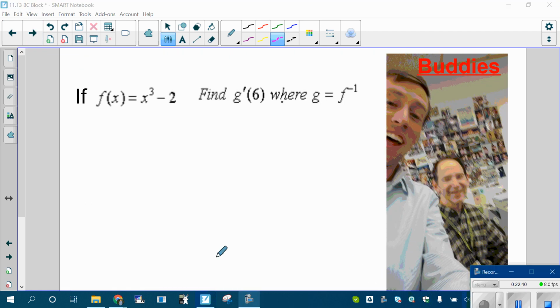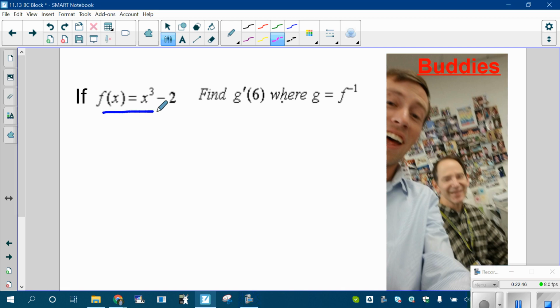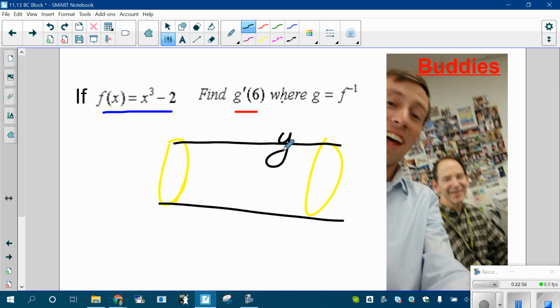Okay. I'm going to do one more with you and then I'll let you guys try a couple. Okay. There's me and my buddy, Mr. Freeman. Here's our original function. We're trying to find the derivative of g at 6, and g and f are inverses. Draw your buddy burrito. Because I'm looking for an x value of 6 on the inverse that corresponds to a y value of 6 on the original. Let me complete my buddy point using algebra.